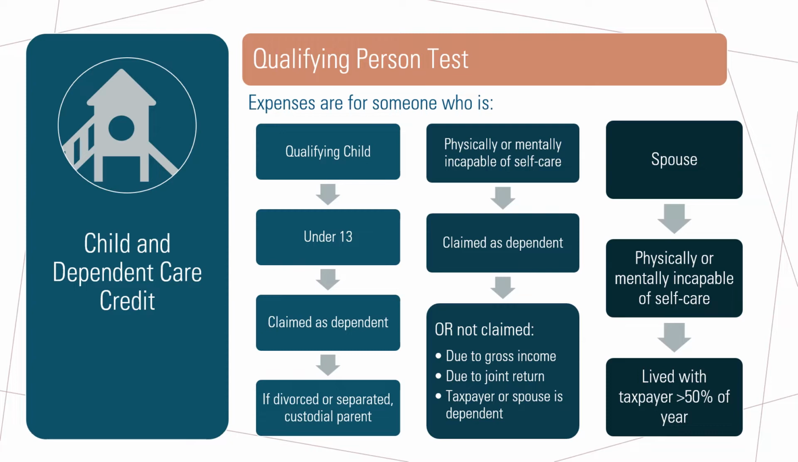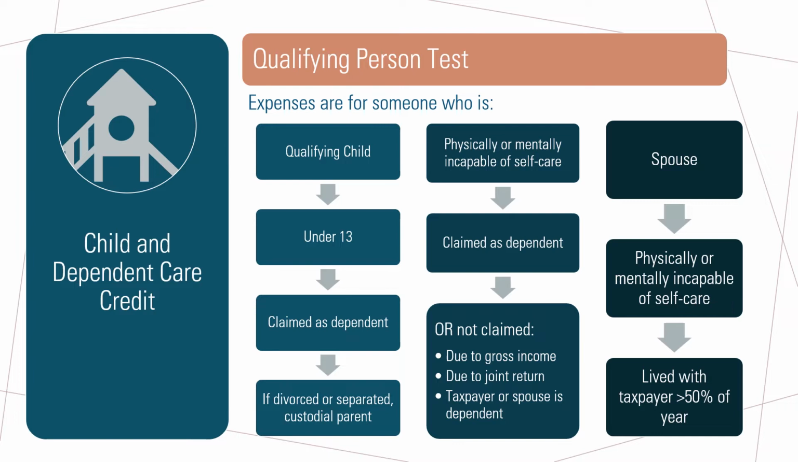The second set of people who qualify as a person for this test are people who are physically or mentally incapable of self-care. Again, they would be claimed as a dependent. And if they are not claimed as a dependent, the only reason why they were not claimed was due to the gross income. So if you remember, we might have a qualifying relative who would have qualified, but their gross income was too high. It was over the $4,300, in which case our taxpayer wouldn't be able to claim them, but they would still be able to use them as a qualifying person for this test.